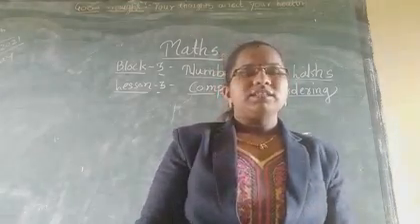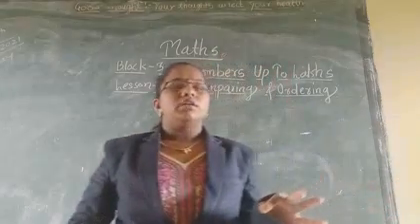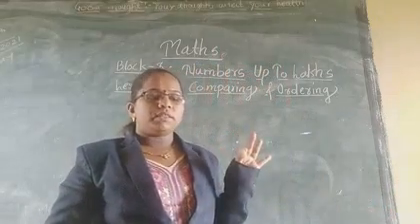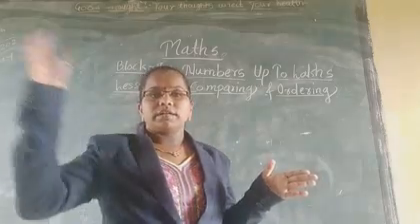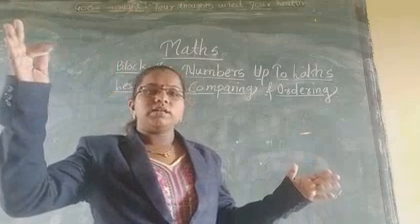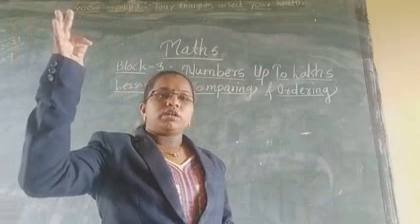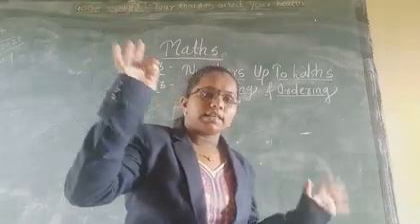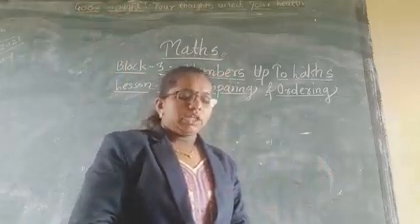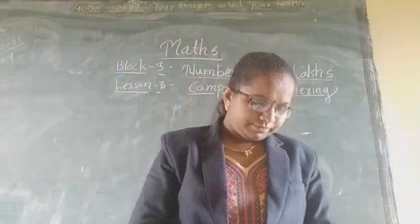Students, very simple. Instead of remembering all this, an easy method: from small to big, smallest to greatest, is called the ascending order, and greatest to smallest, big to small, is called the descending order. Understand?